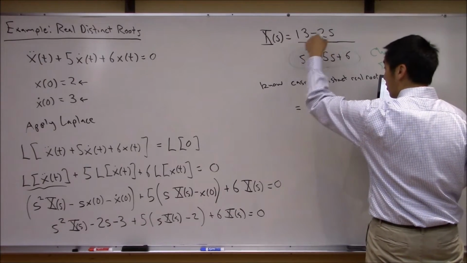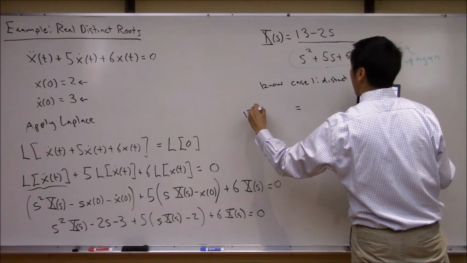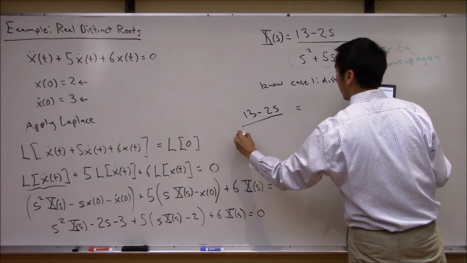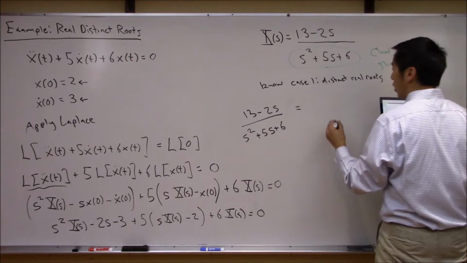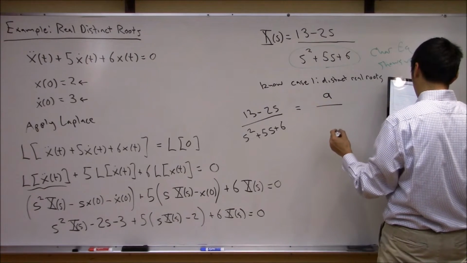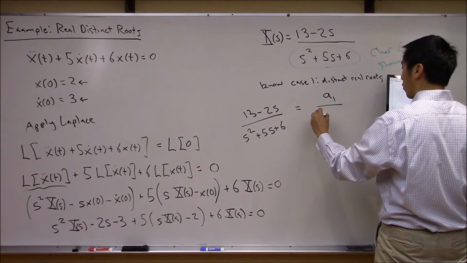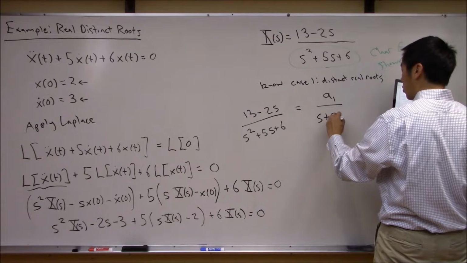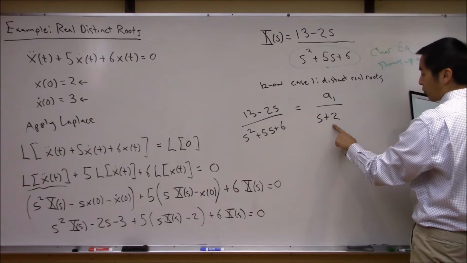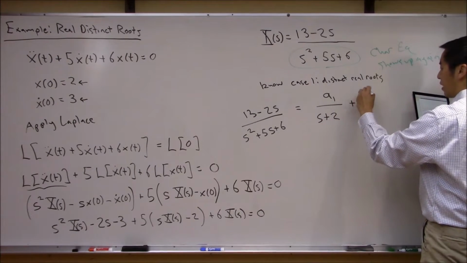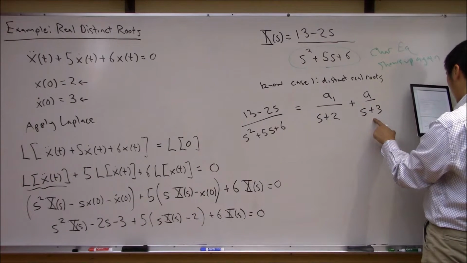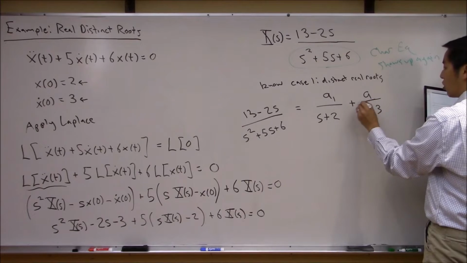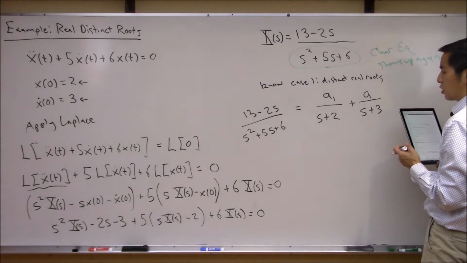Therefore, that suggests a very specific type of partial fraction expansion. We're going to take this expression of 13 minus 2s all over s squared plus 5s plus 6, and turn it into a1 over s plus the first root. We said the first root was at s equals minus 2. Plus a2 over s plus 3, since the second root was at s of minus 3.